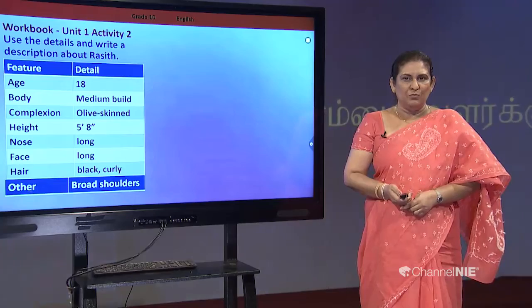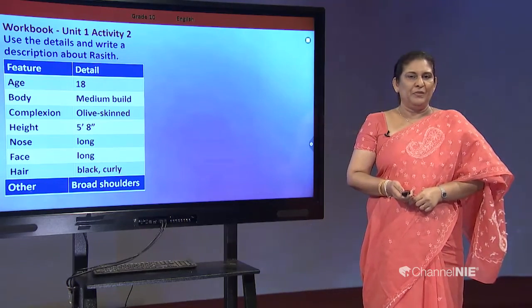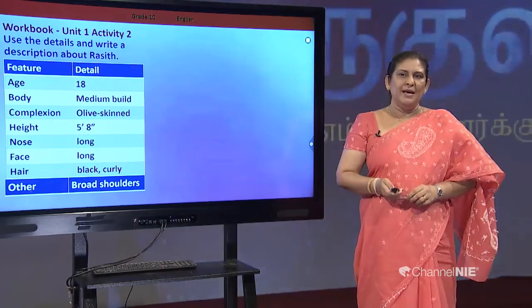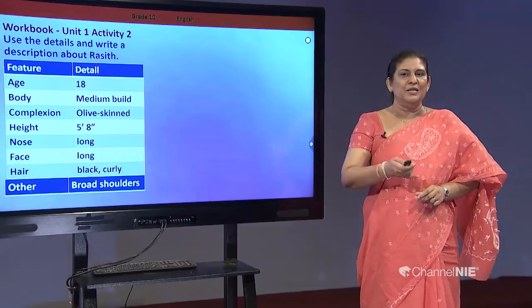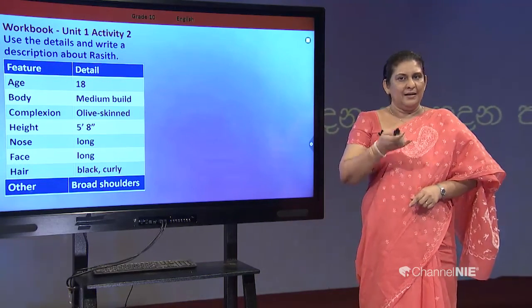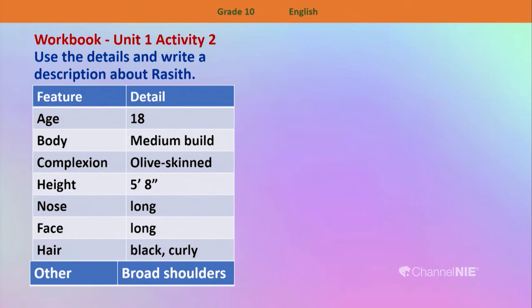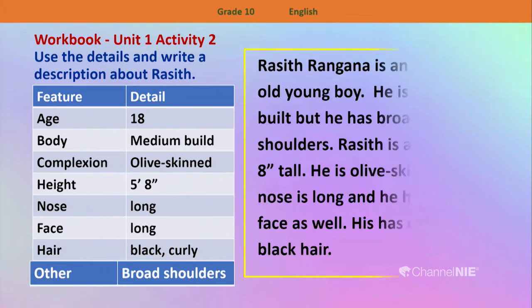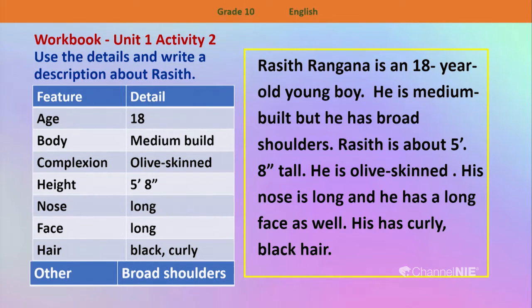This is from your workbook, Unit 2, Activity 2. Here some details are given and you have to write a description using the given details. Age 18, body medium build, complexion olive skinned, height 5 feet 8 inches, nose long, face long, hair black curly, other features broad shoulders. Yes, using this you can write a description like this.